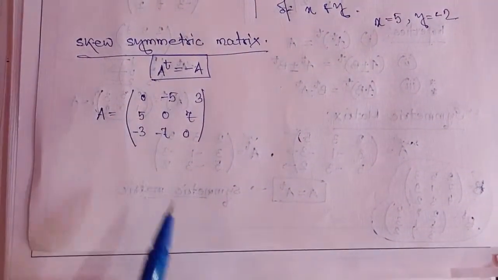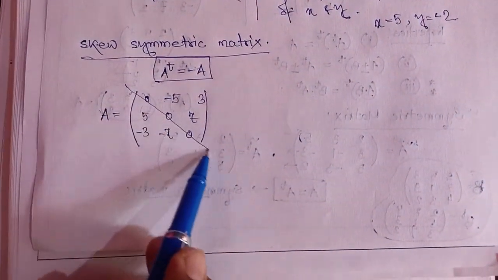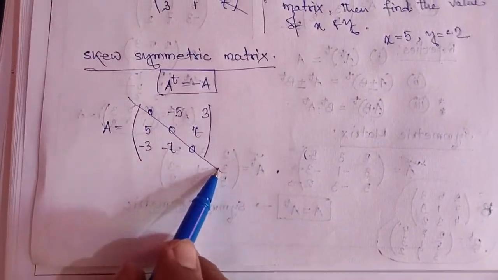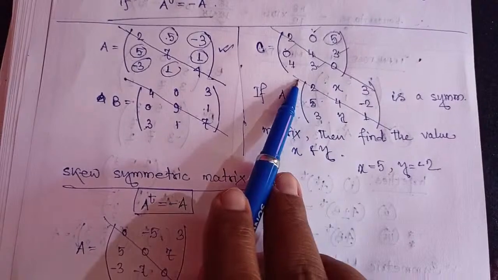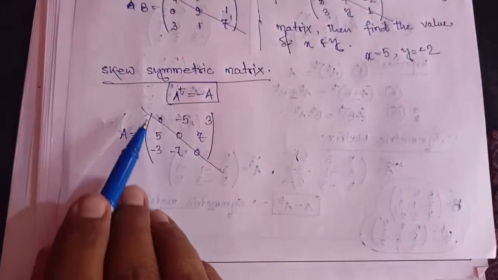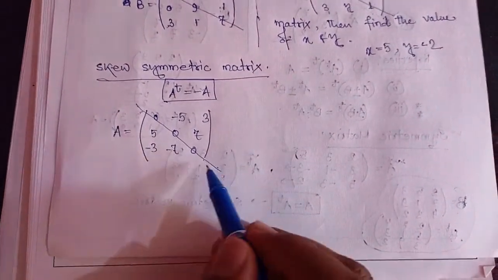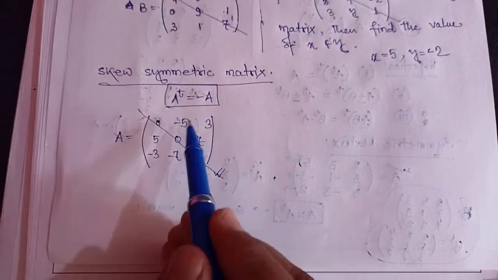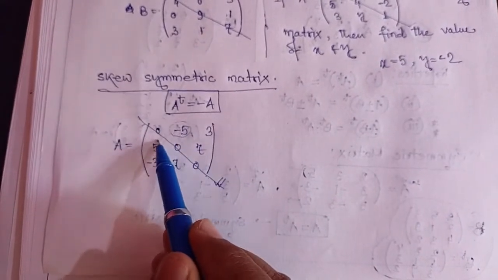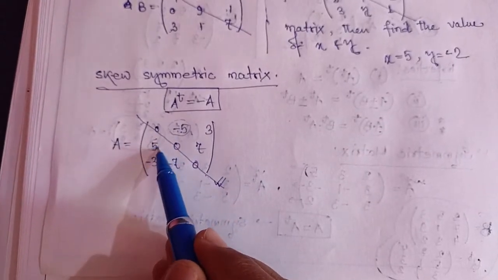So for a skew-symmetric matrix, the first criterion is that all the principal diagonal elements should be 0. In the case of a symmetric matrix, there was no such restriction on the principal diagonal, but here the principal diagonal elements should be 0. With respect to the principal diagonal, whatever element is on one side, exactly the opposite sign will be on the other side. Here -5 is there, so the opposite of -5 is +5, so it should be on this side.